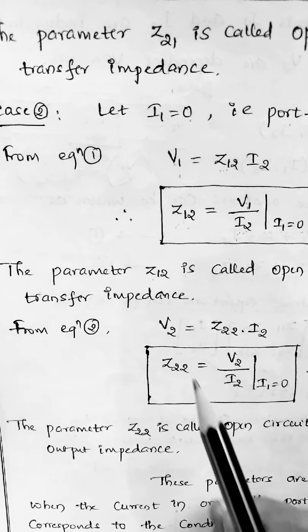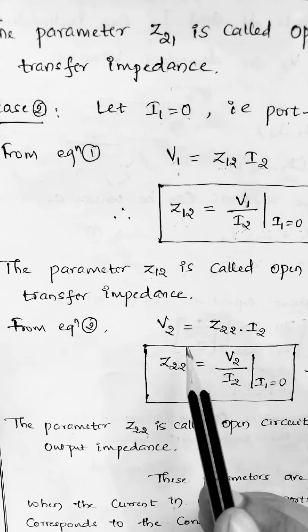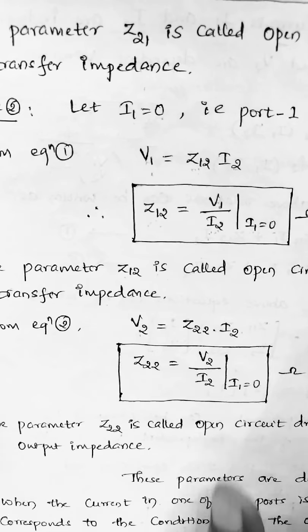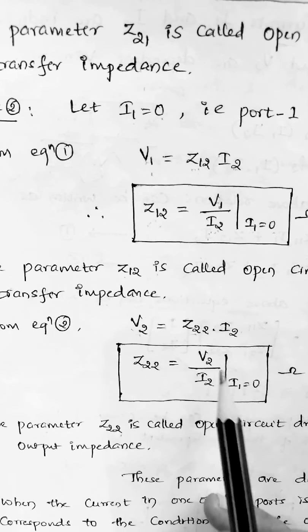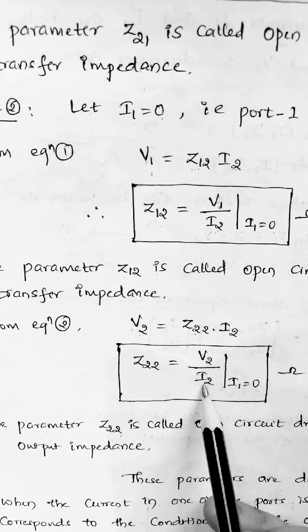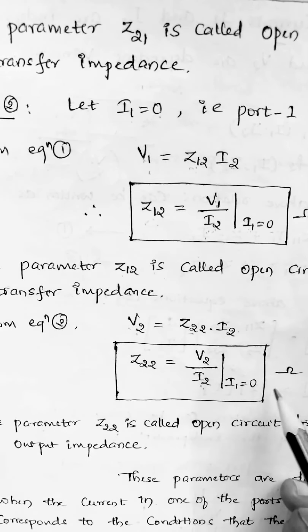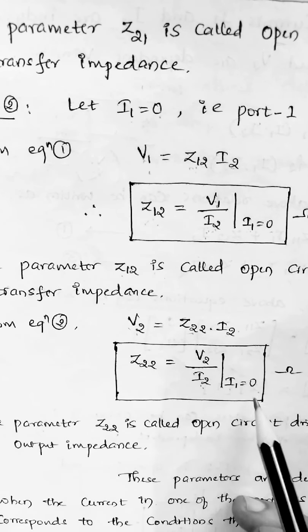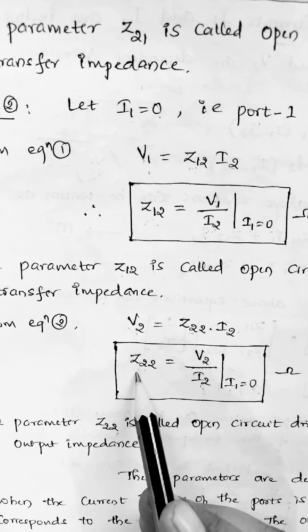Okay, let us move on to equation 2. Substitute I1 equal to 0 in equation 2. We get V2 equal to Z22 multiplied by I2. Hence Z22 equal to what? V2 by I2. Observe that these two parameters, V2 as well as I2, are present at the output port side. Here I1 equals 0, hence it is an open circuit. Z22 is an open circuit parameter.